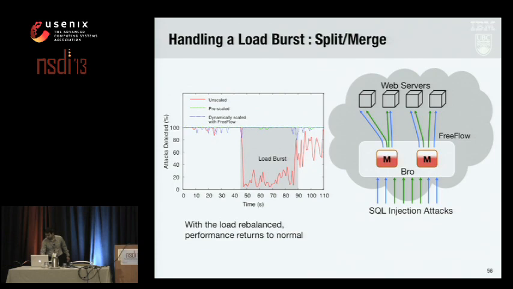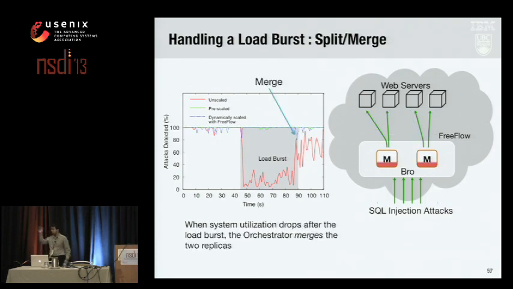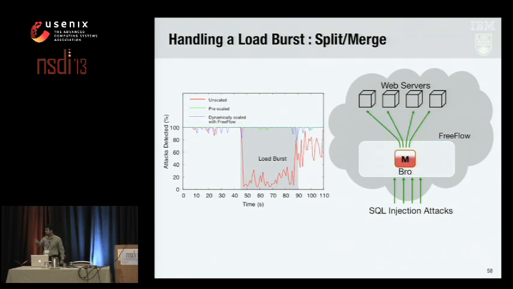And then, when the load burst ends, the orchestrator sees that the utilization has gone down. It decides to merge the 2 replicas into 1. Once again, there's a small blip in performance as the flows are migrated. When that is done, we basically have 1 replica, well utilized, performance is back to 100% detection.